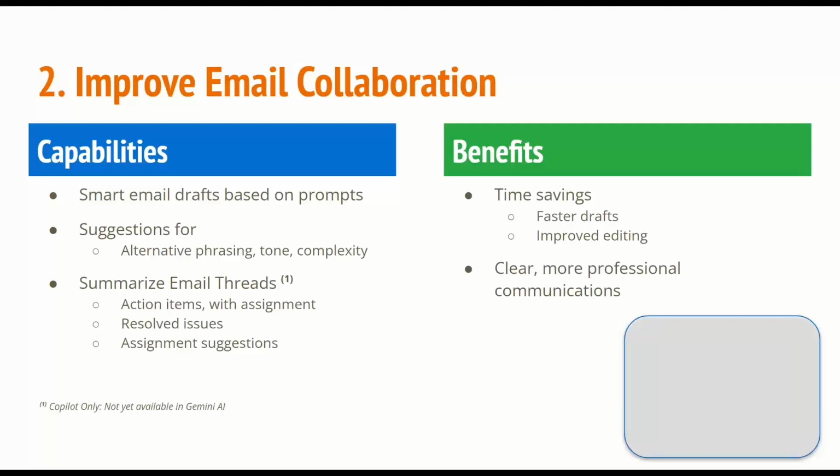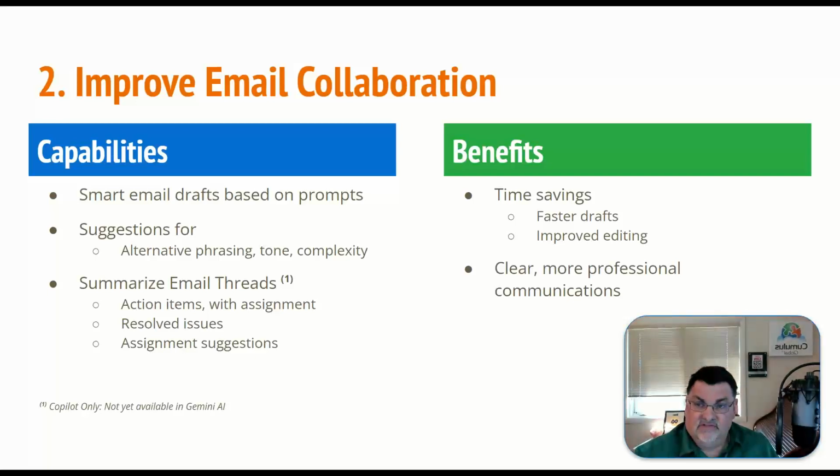The second use case for AI that we see as a good initial use case is improving your email collaboration and communication. And here you're talking about being able to open an email and asking the generative AI to do smart email drafts based on prompts, what you're trying to say, the tone you want, the length, the complexity. You can also use it to generate suggestions for alternative phrasing, tone, and complexity.